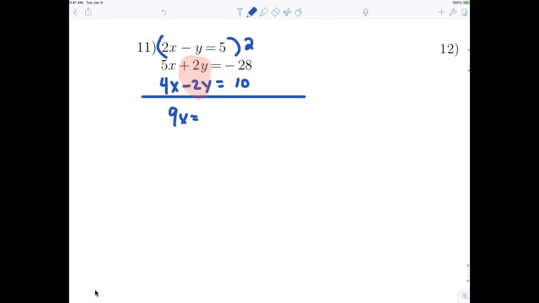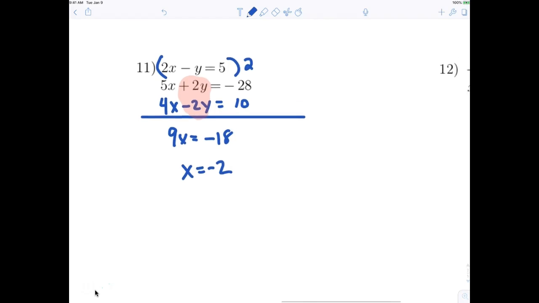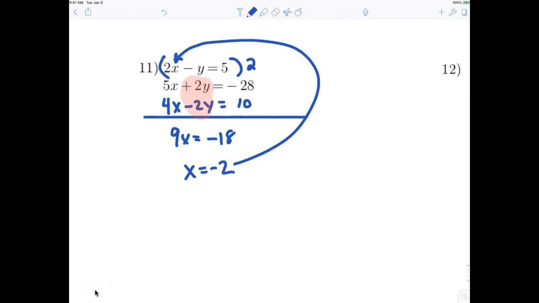9x equals negative 18. So x equals negative 2. Now I'm just going to throw negative 2 in for x. I'm just going to come right up here. So what's 2 times negative 2? Negative 4. Brilliant. Negative 4 minus y equals 5. Negative y equals 9. Y equals what?